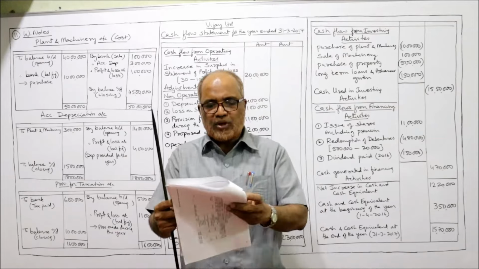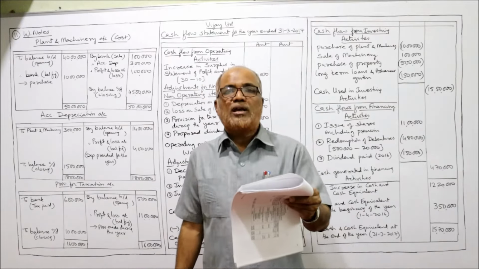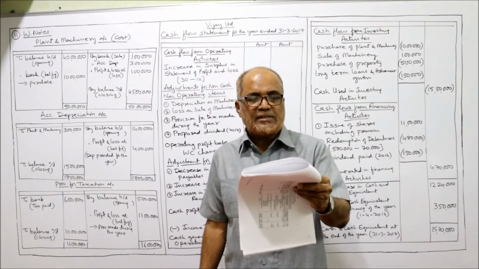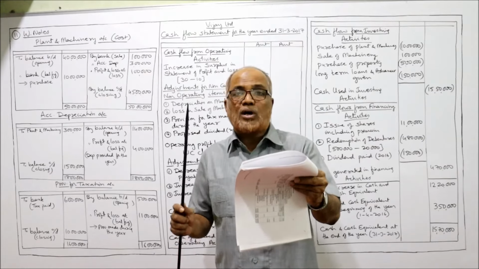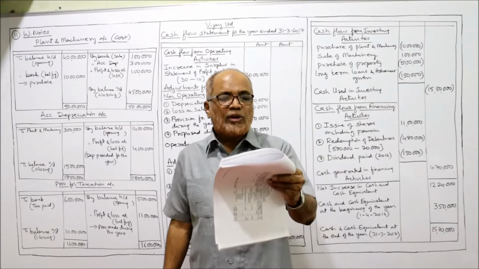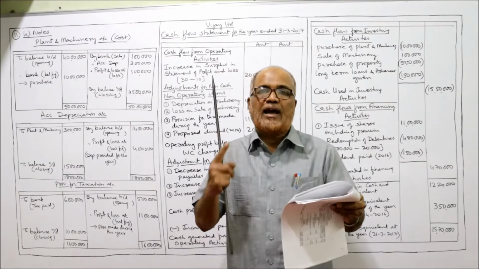Now additional information, further information. During the year, plant and machinery costing 50,000. Accumulated depreciation 3 lakh. During the current year, plant and machinery costing 5 lakh, accumulated depreciation 3 lakh, was sold for rupees 1 lakh.